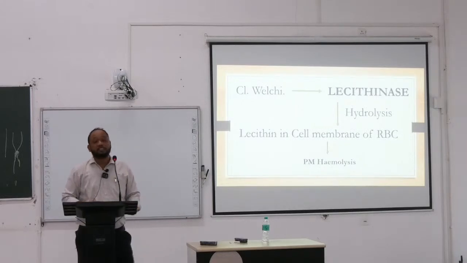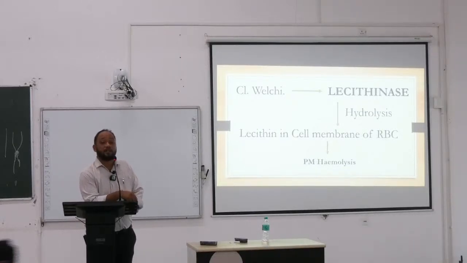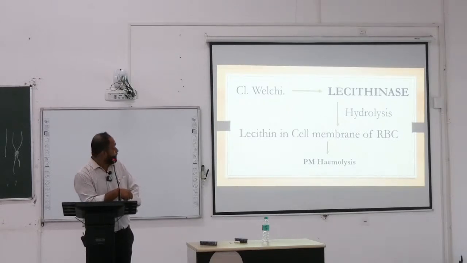So Clostridium welchii secretes something called lecithinase. It is an enzyme. It will hydrolyze lecithin. Lecithin is found where? In the RBC cell membrane, and that will lead to hemolysis. So PM hemolysis, postmortem hemolysis. That PM is postmortem, and caused by Clostridium welchii through lecithinase.